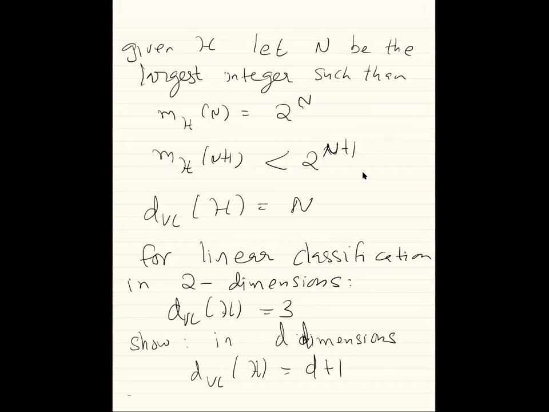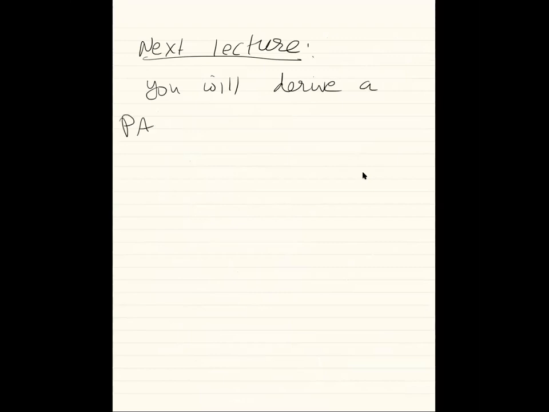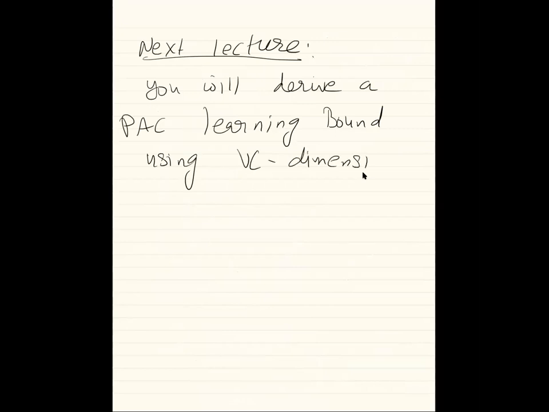And so basically, VC dimension is one of the most fundamental quantities in machine learning. It will be on in statistical learning. And I will stop today's lecture here. Starting next lecture, which is already posted as a video, you will derive a PAC learning bound using the concept of VC dimension. So this is what we will be covering in the next lecture.